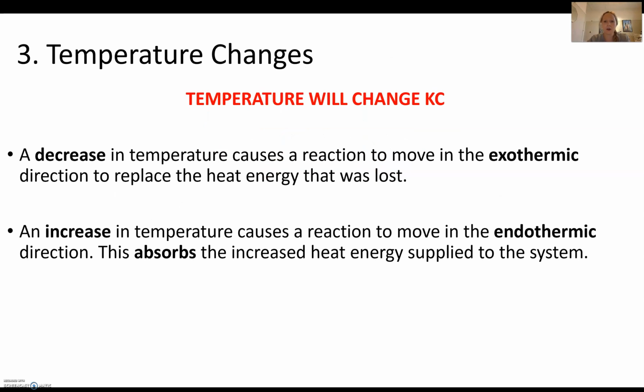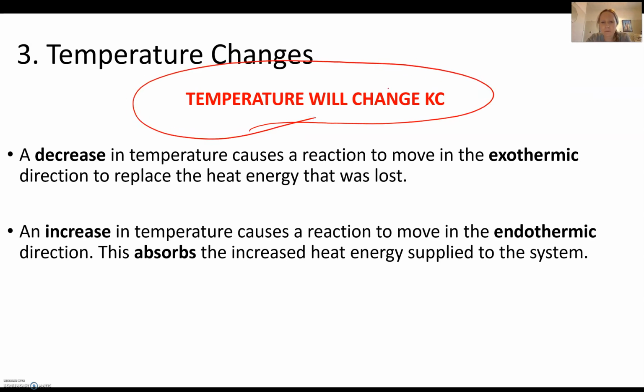Okay, we're now on to change 3, temperature change. Really, really, really important. Temperature will change the equilibrium constant, okay? Temperature will change the equilibrium constant. It actually completely favors one side over the other, so it's not like your concentration and your pressure changes where if one thing goes up, one thing goes down, and therefore in your mathematical calculation that comes out as the same figure. This does not, okay?